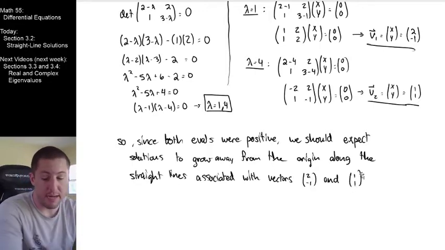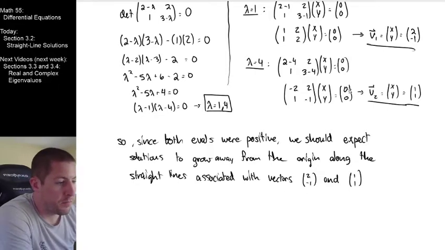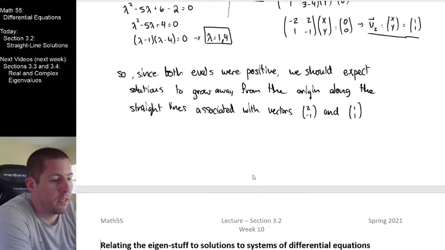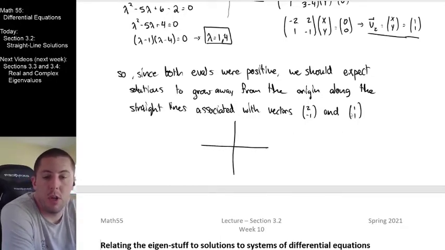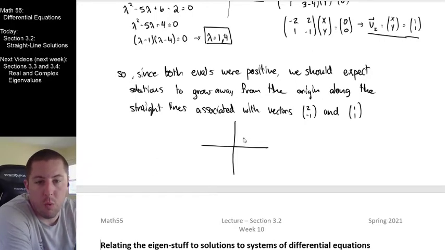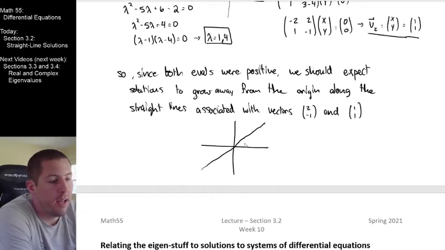So what I'm expecting to see here is along the line that's associated with 1, 1. So notice that the point 1, 1 is right there. The line through the origin that that's associated with is going to be the line like y equals x. Right? So there's one straight line solution, and I'm expecting to see solutions grow away from the origin because of that positive value of lambda.